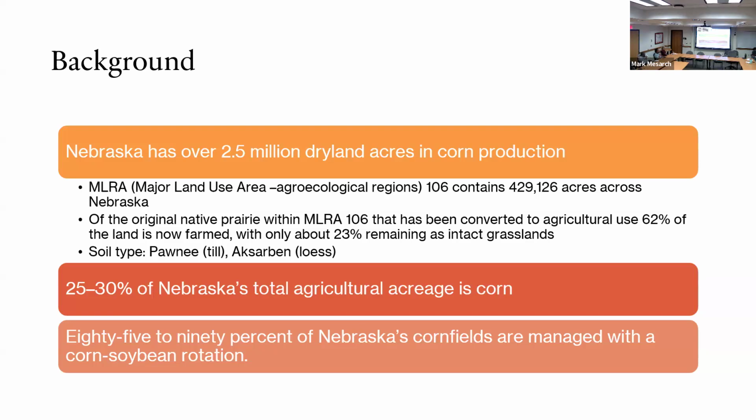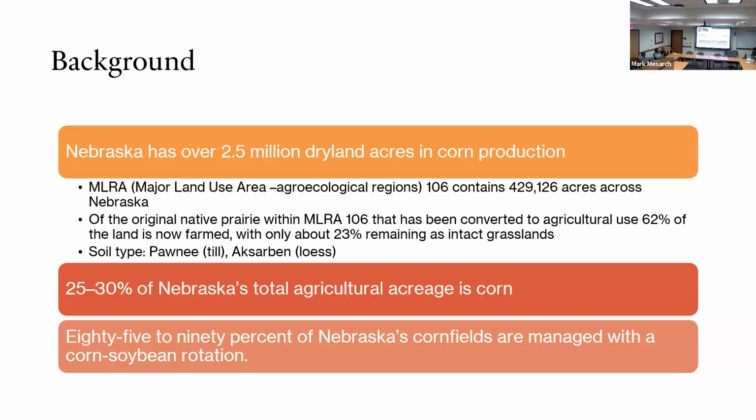The MLRA is the major land use area. It's an agroecological region. Our particular region that I focus on, which includes Lincoln as well, is MLRA 106. It's over 429,000 acres. Of the original prairie in the MLRA, 62% has been converted to agricultural use, and with only around 23%, varying from year to year of course, remaining as intact grasslands, soil types of Pawnee and Escarpment.